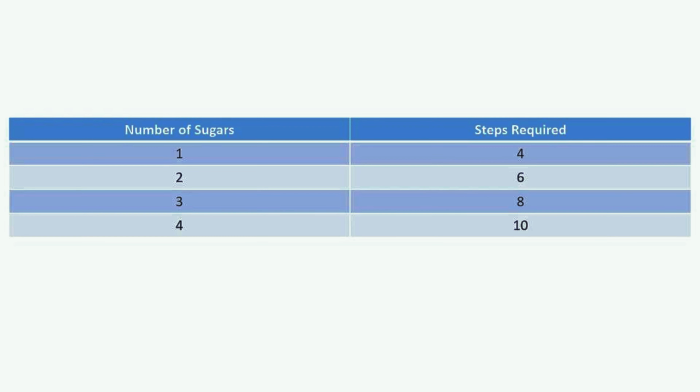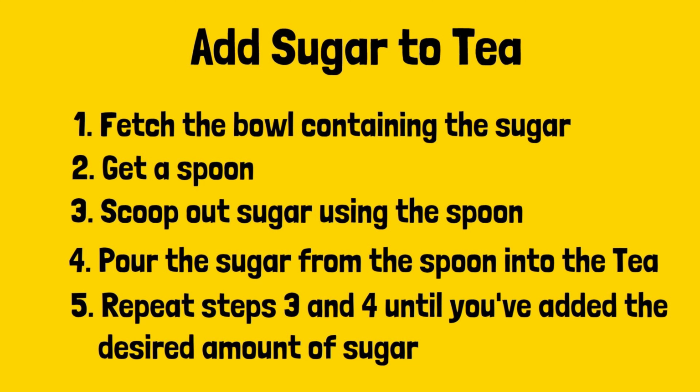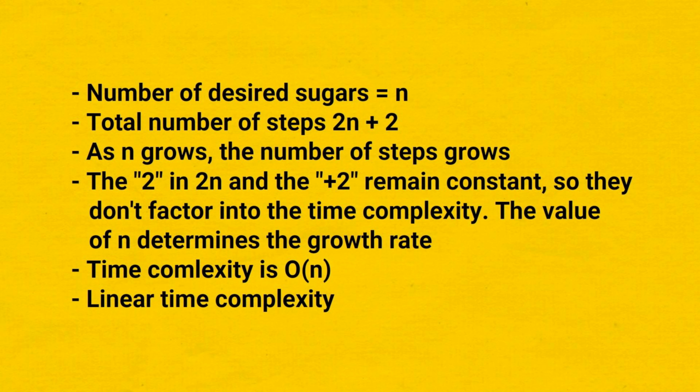As we can see from our table, and from our algorithm back here, the number of steps is going to be 2n plus 2. The reason for that is you have to repeat steps 3 and 4 for the number of sugars you have, so that's the 2n, and then the plus 2 is steps 1 and 2. Now, as we've seen, when n grows, the number of steps grows. Notice that the 2s in the 2n plus 2 remain constant. They don't change as the number of sugars changes, and because of that, we don't consider them when we're coming up with the big O value.